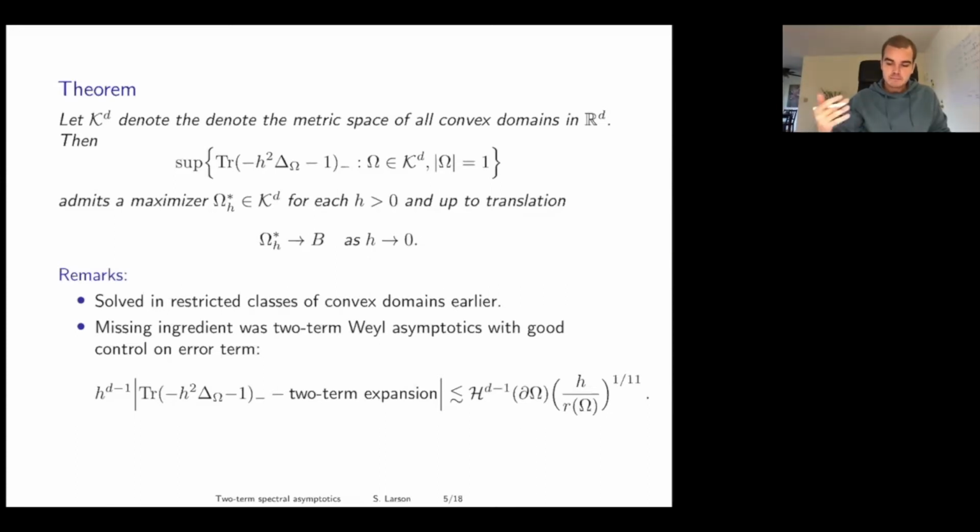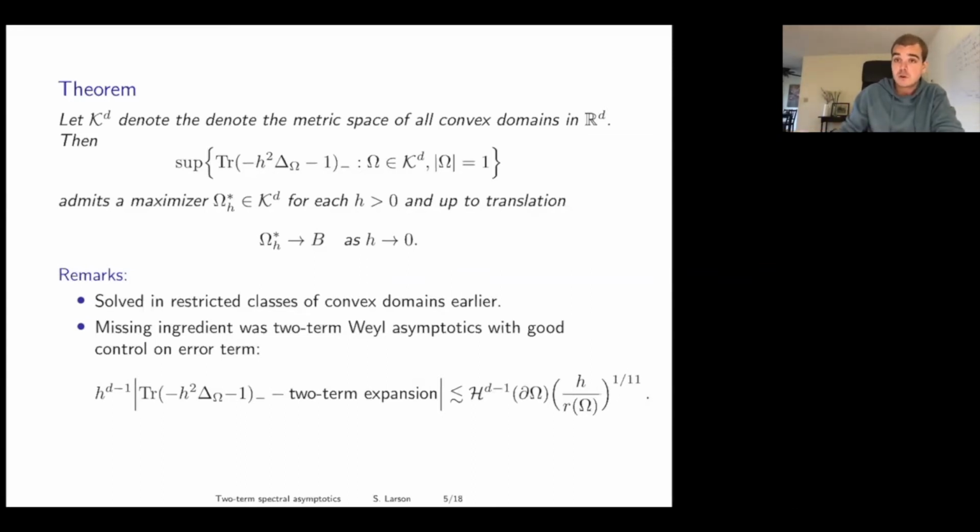Now in the setting that Rupert and I were looking at here, this was solved in more restricted classes of convex domains a couple of years earlier. And essentially the compactness properties, or the well-posedness issues of this asymptotic problem, were solved already at that time. We knew that up to translations, these sequences of maximizers had limit points, or they were precompact in the appropriate topology. But we couldn't identify the limiting objects, and we couldn't say that they were unique. And the missing ingredient was a rigid enough two-term asymptotic expansion for the trace, which we provide in our paper on Lipschitz asymptotics. And that was the goal we had from the start.